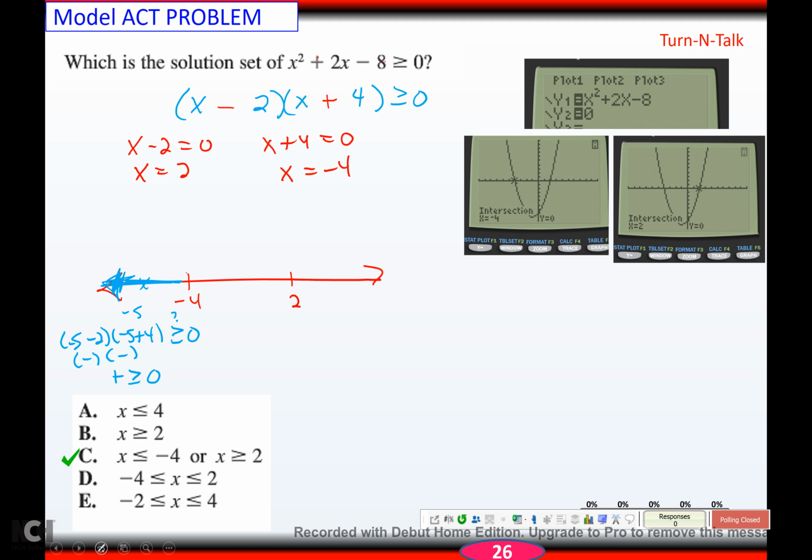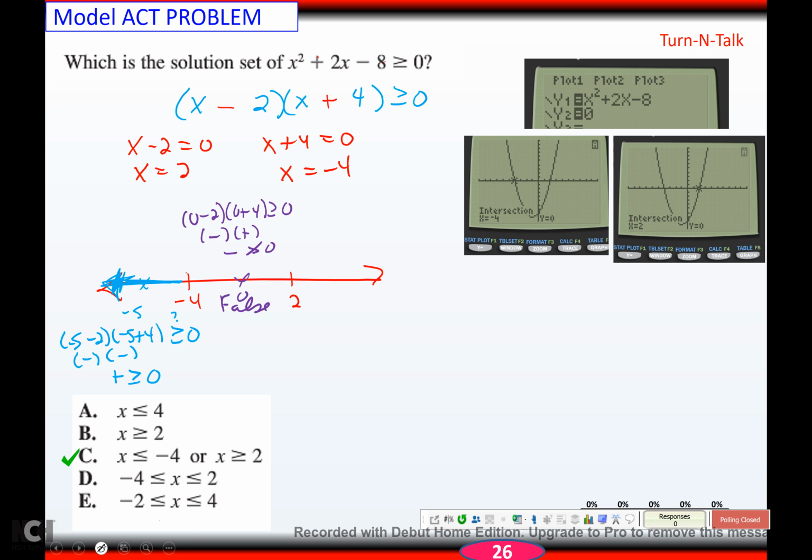Pick something in the middle, like 0. Plug that in. I would have 0 minus 2, 0 plus 4, greater than or equal to 0. That's a negative. That's a positive, which is negative, which is never greater than 0. So this section is false.